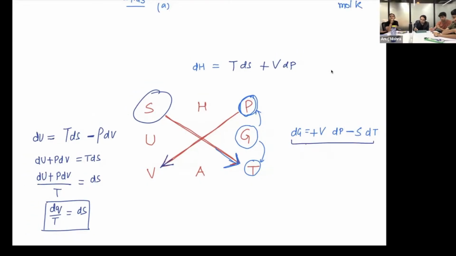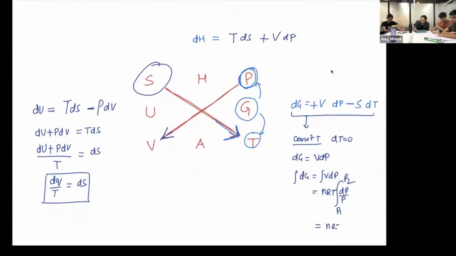Remember, at constant temperature, dT will be 0. dg is v dp. So integral dg is integral v dp. Okay, if it is the ideal case, what is v? nRT by p, from p1 to p2. nRT ln p2 upon p1. Write it down.